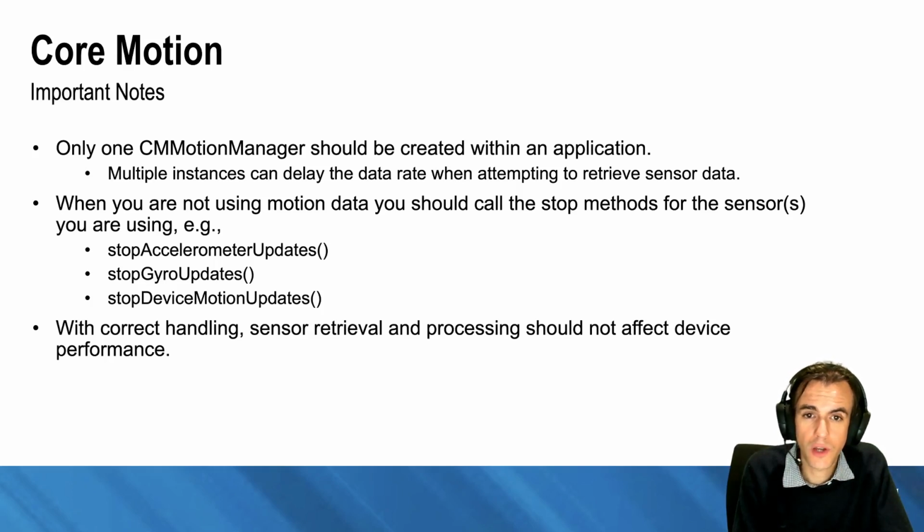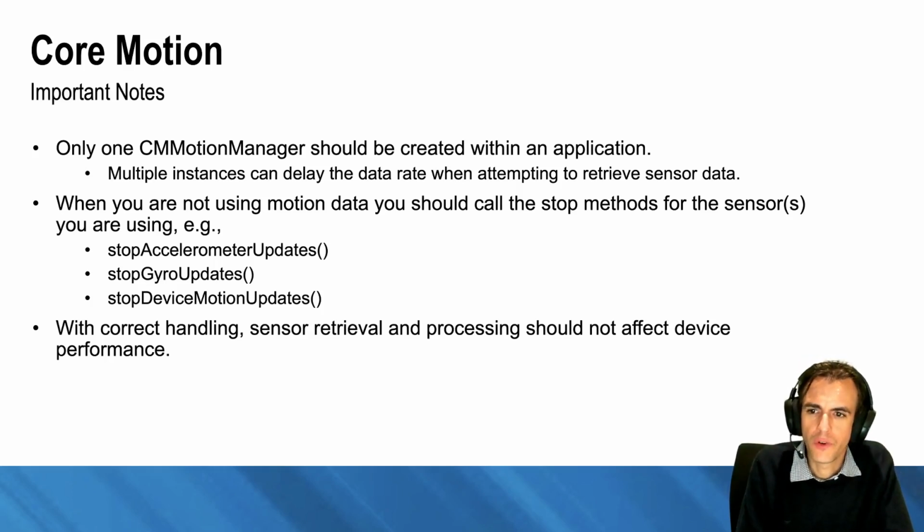If you're not using motion data, you should call the stop methods for the sensors. So if we were, say, using this to keep a view upright, if our view controller disappears because something's pushed on top of it in a navigation stack, there's no need for it to keep doing work and monitoring the position. When the view will disappear, we should tell the core motion manager to stop these updates, and we can do that using the methods that are shown on the screen here. And in general, if you follow these approaches, this kind of sensor retrieval and processing should not really affect device performance.